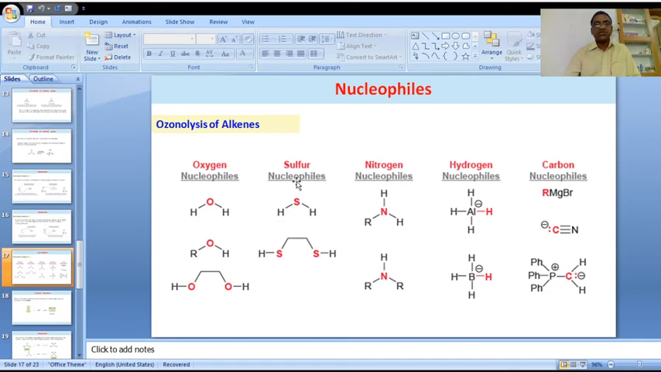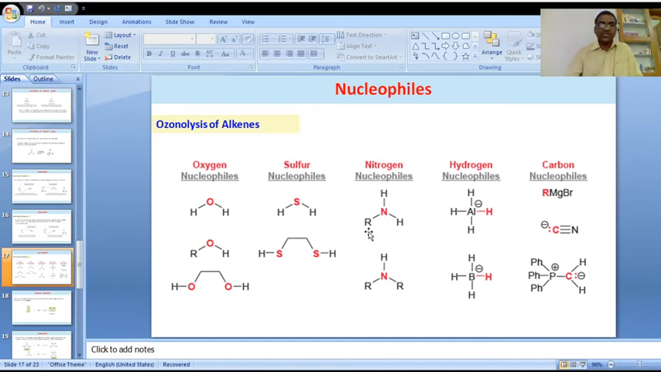Now let us go to sulfur nucleophiles. It is H2S gas. And next, H2S2. It is a peroxide structure. Instead of oxygen, here it is thioperoxide, H2S2. Now let us go to nitrogen nucleophiles.